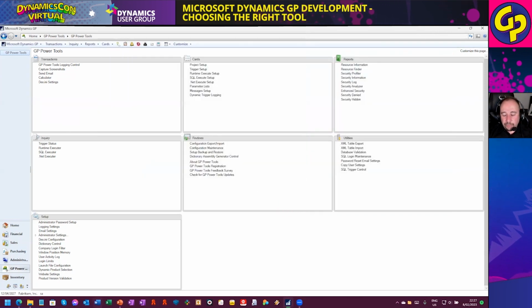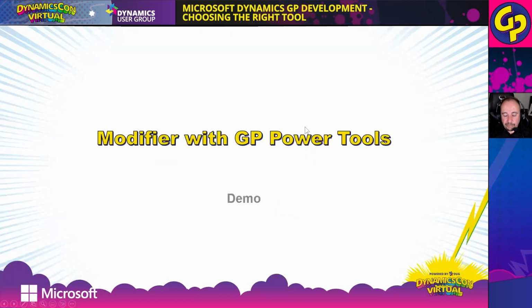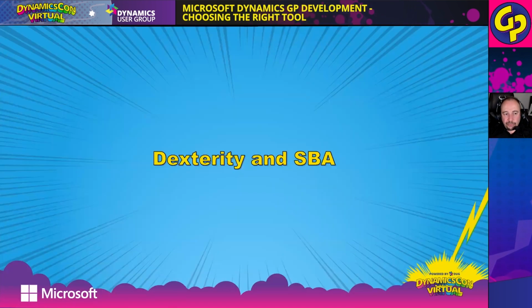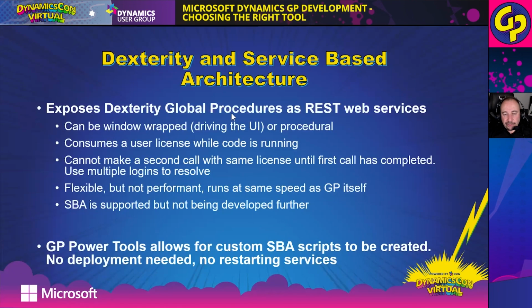So you can see that you've got quite a few alternatives for customizing or choosing the right tool. You've got alternatives to move away from the VBA environment. So just a little bit of a note on service-based architecture. This allows you to create global procedures and expose them as REST or RESTful web services. They can be based on wrapping a window, as in driving the UI of a window, or you can write procedural code where it doesn't use a window and it's just writing directly to tables or reading directly from tables. It can do anything you want it to do.